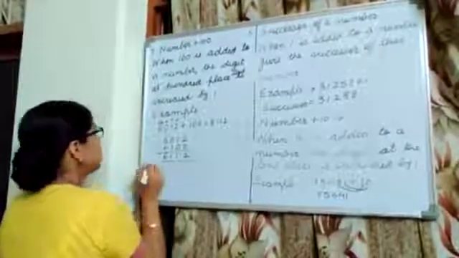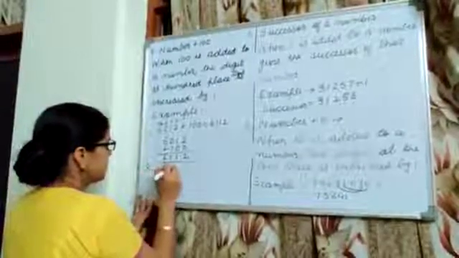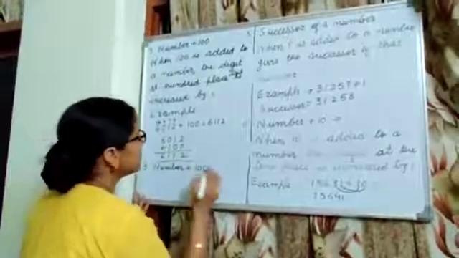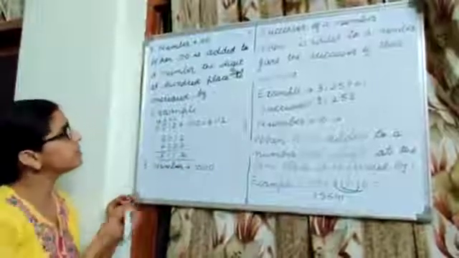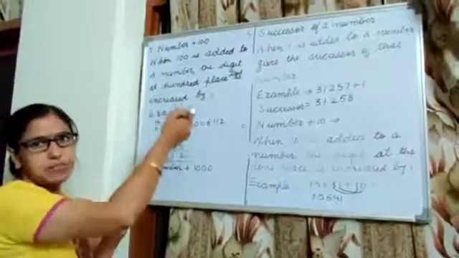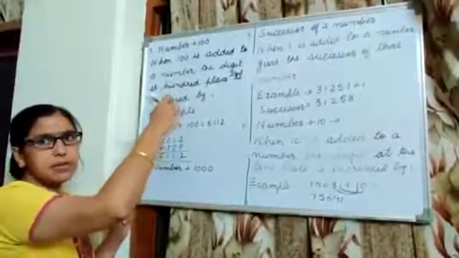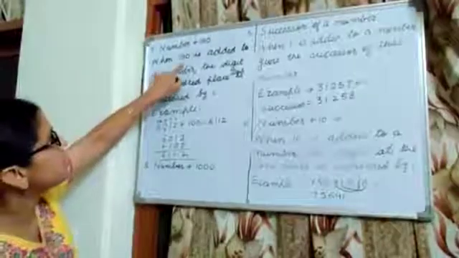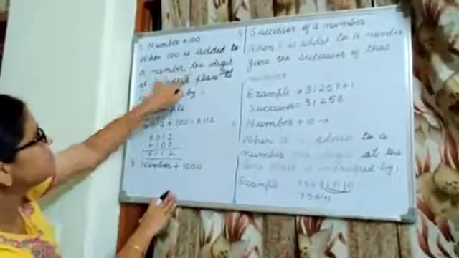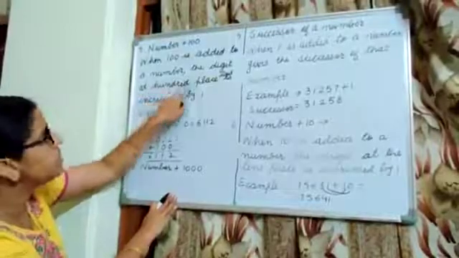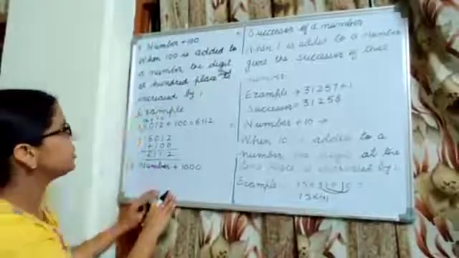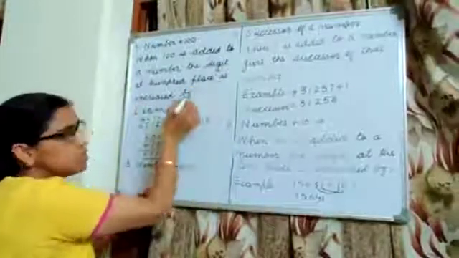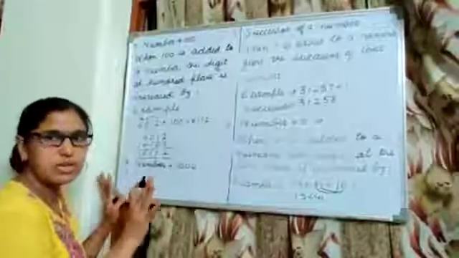Our next property is number plus 1000. Number plus 1000 means the digit at the thousands place, whatever is there, plus 1 will be there. Or in other words, we can say that when 1000 is added to a number, the digit at the thousands place is increased by 1. Otherwise it will be the same, no change.